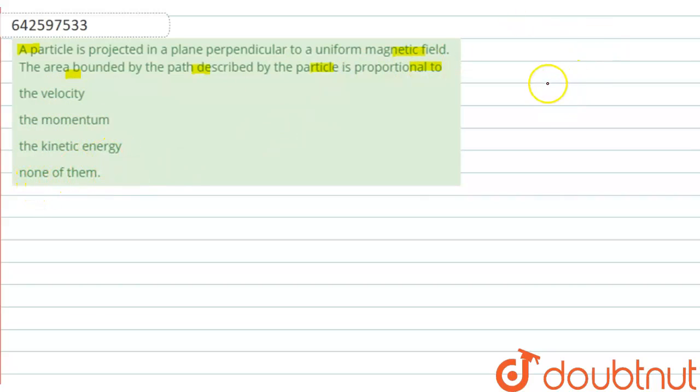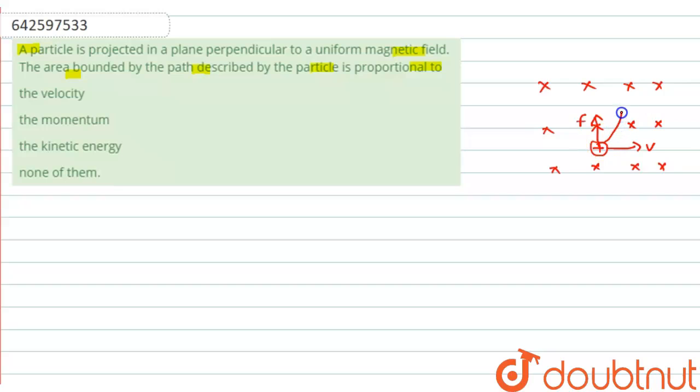Students, let's take the magnetic field inside the paper. As given in this question, there is a charged particle which is projected perpendicular, that means in this direction. Suppose it has velocity v. From Fleming's left hand rule, the direction of current will be in the direction of velocity, and the magnetic field is inside the paper, so the force will be in this direction.